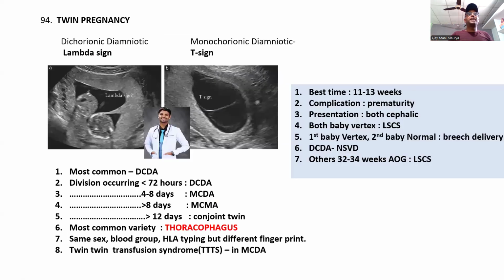Also, guys, in twin pregnancy, dichorionic diamniotic, there is going to be the lambda sign here. This is the lambda sign, and there is a T sign in the monochorionic diamniotic. The most common is the DCDA, dichorionic diamniotic.